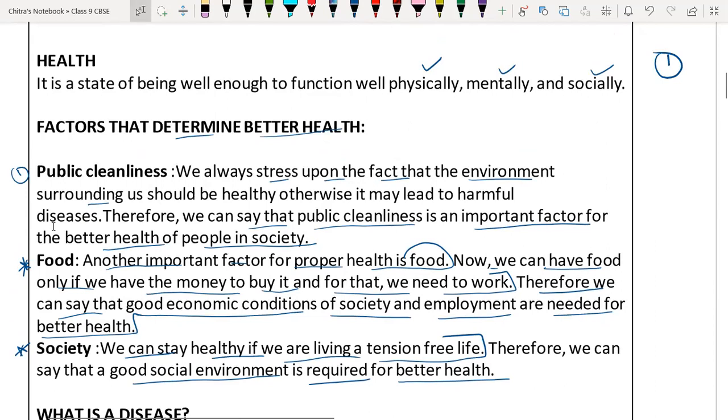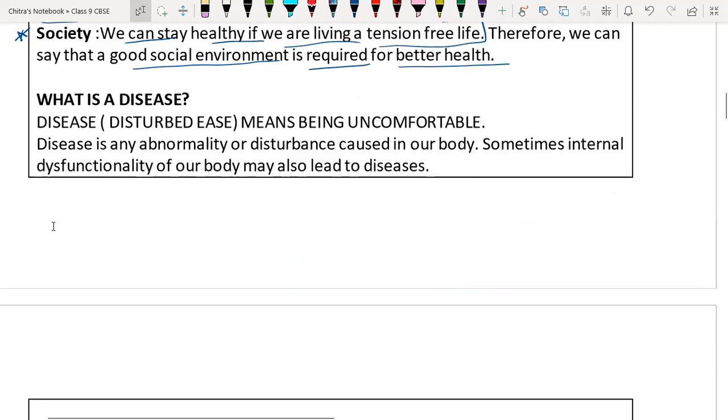Okay. Now, next, what is disease? Disease is nothing but the disturbance of physical, mental, or social well-being of a person, which leads to disease in a person and in society. So disease means being disturbed, which means being uncomfortable. It may be mental, it may be physical, or it may be social.